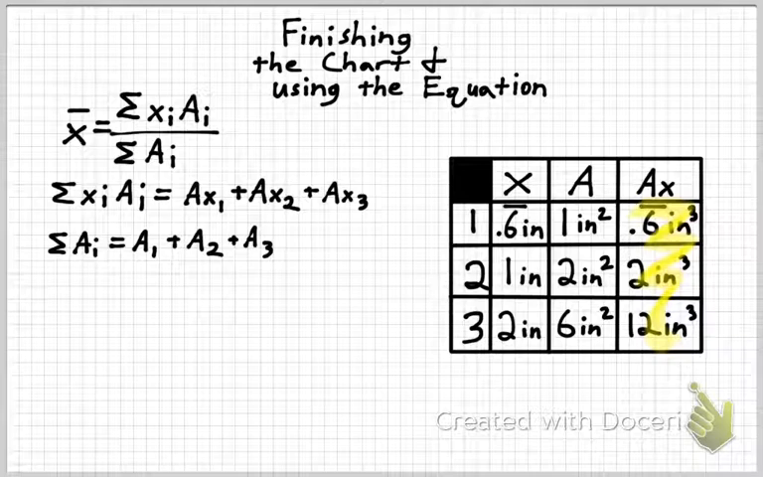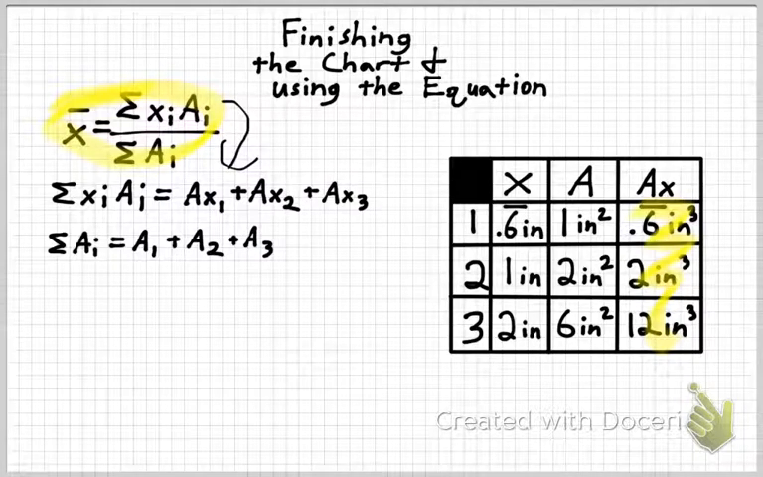In the equation, it looks pretty complex here. When you break it down, though, all it's saying on the top part here is this. So we have a1x1 plus a2x2 plus a3x3, because it's the sum of these numbers. Okay? And then on the other part, I have the sum of the areas, so a1 plus a2 plus a3. That's the sum of the areas.